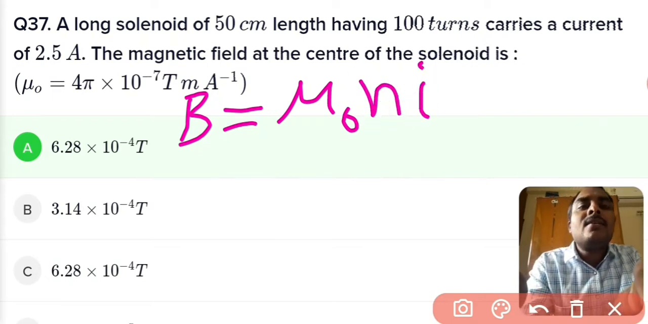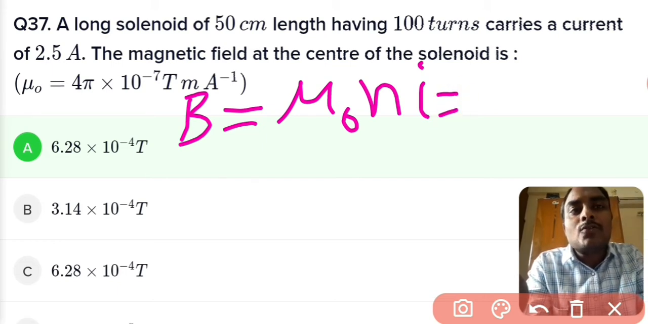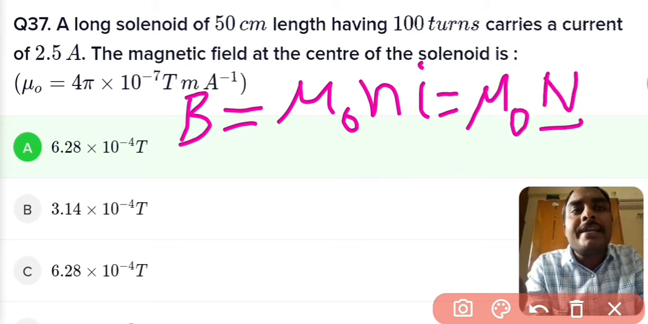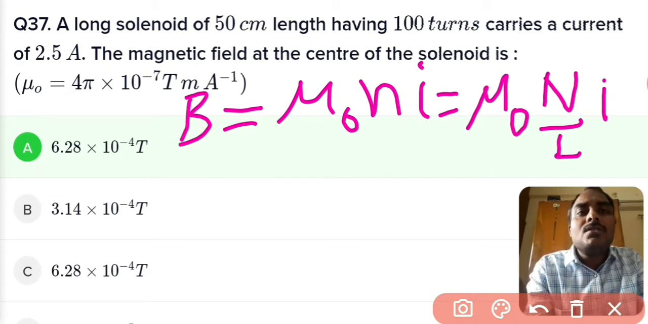Here n is the number of turns per unit length. Number of turns per unit length. So this can also be written: mu naught small n i, where n is the total number of turns divided by total length, into I. So this is the formula.